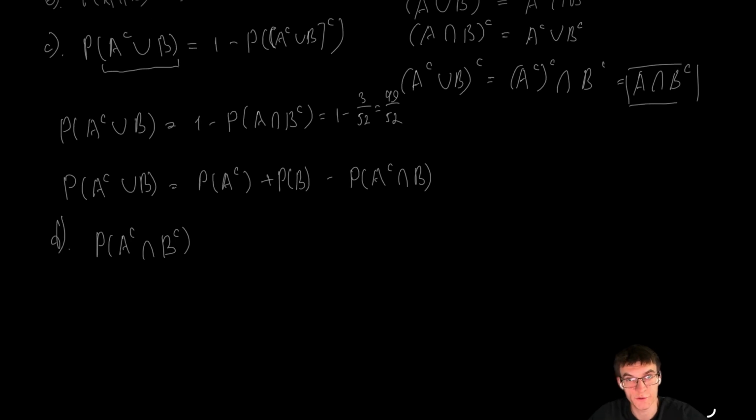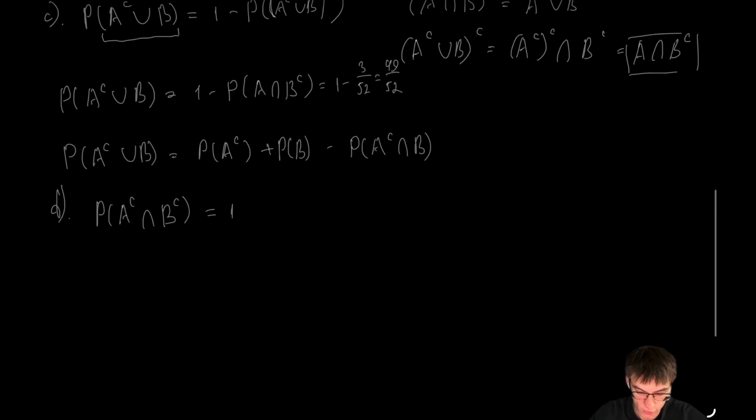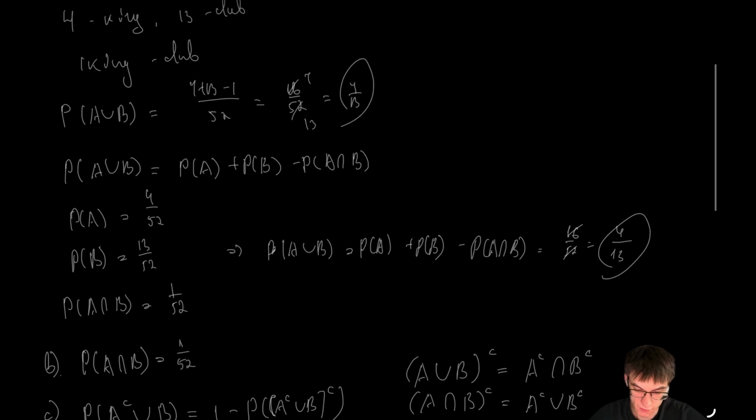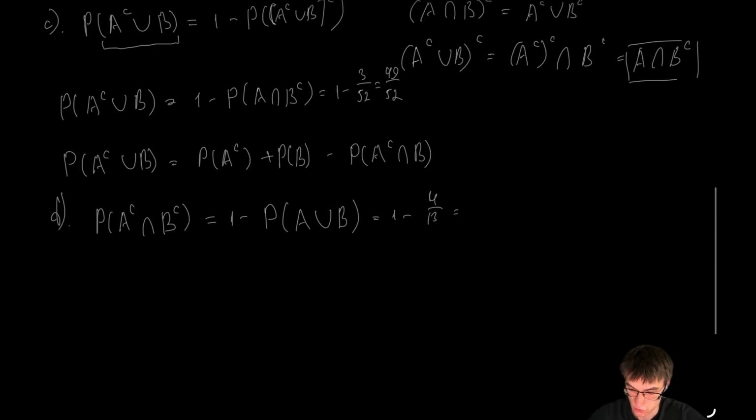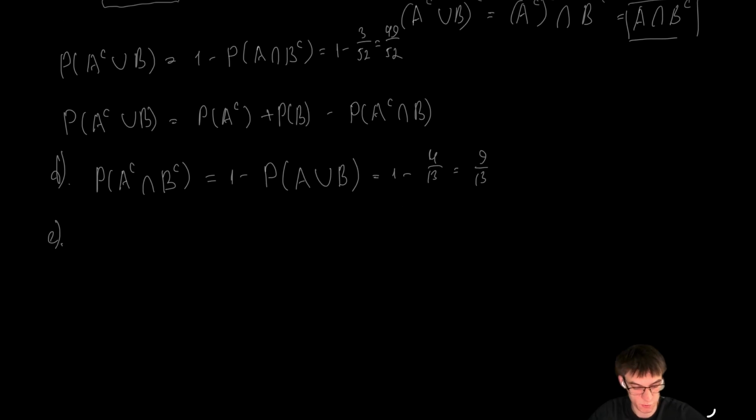So the next thing that we have to do in this problem is to find the probability of A complementary intersection B complementary. And again, we can apply De Morgan's law here: 1 minus the probability of A union B, which is 1 minus, we already calculated that, 4 over 13, which would be 9 over 13. That's the final result. And now let's move on to the next point.